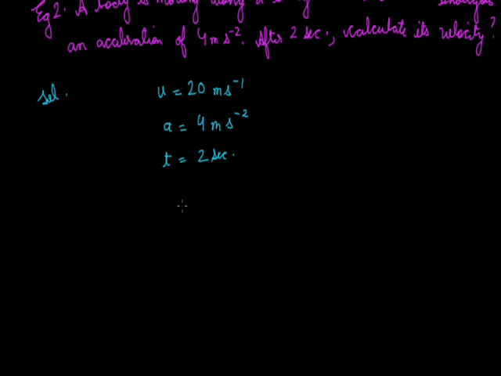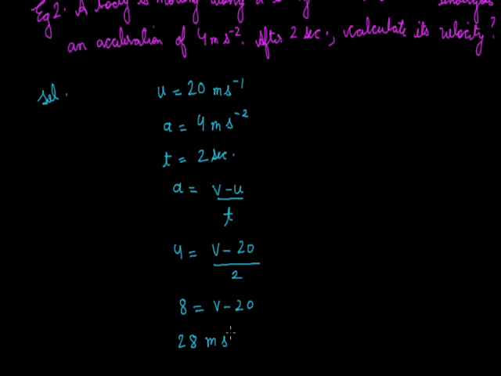Now we know the formula, that is A equal to V minus U by T. On putting the above values in the respective formula, we get 4 equal to, let V be V as we want to calculate it, U is 20 and time, that is T, is 2. On solving we get 8 equal to V minus 20, and on solving this we get 28 meter per second equal to V, that is final velocity. Let us discuss another question.